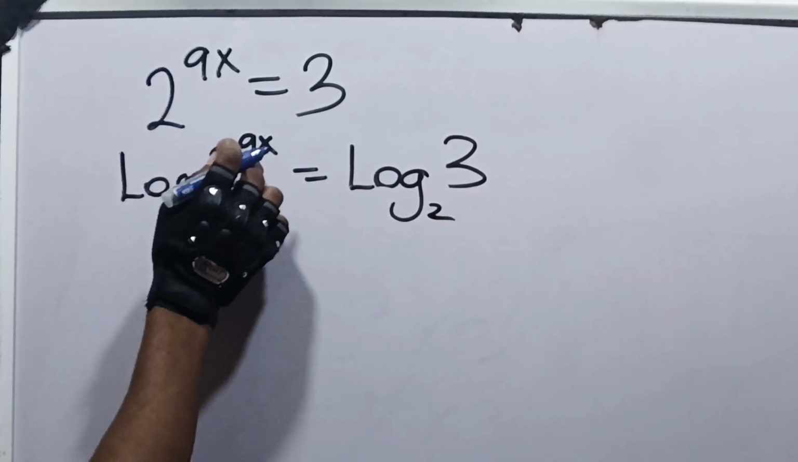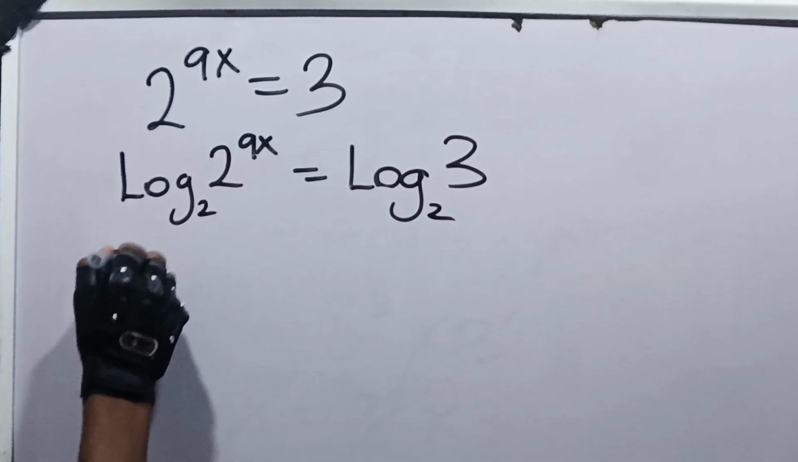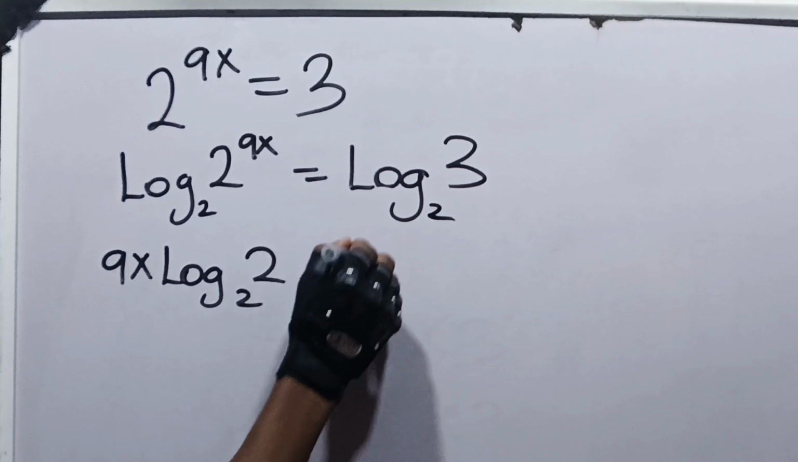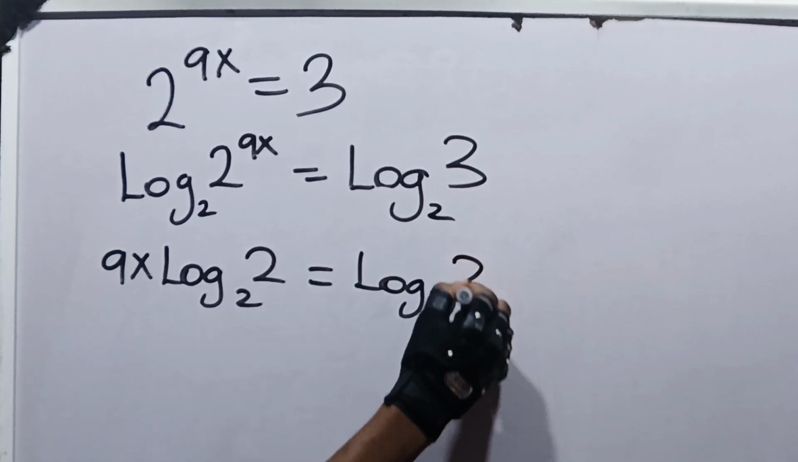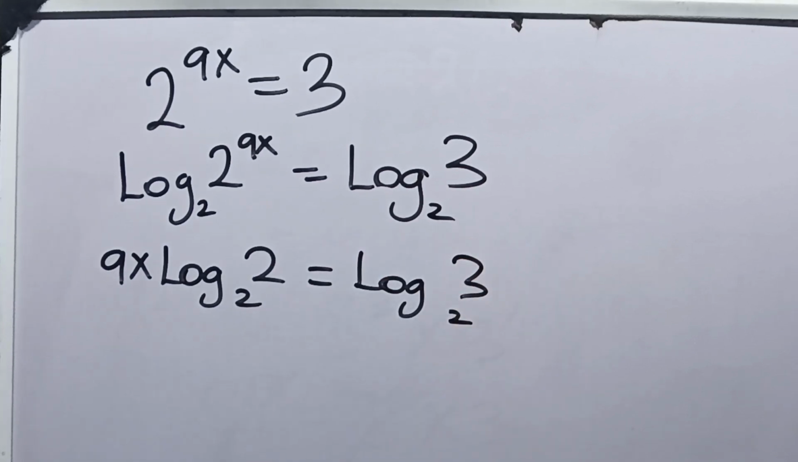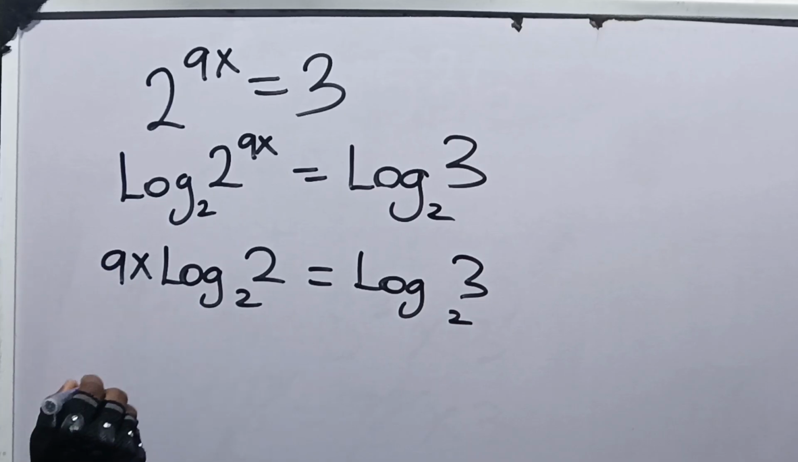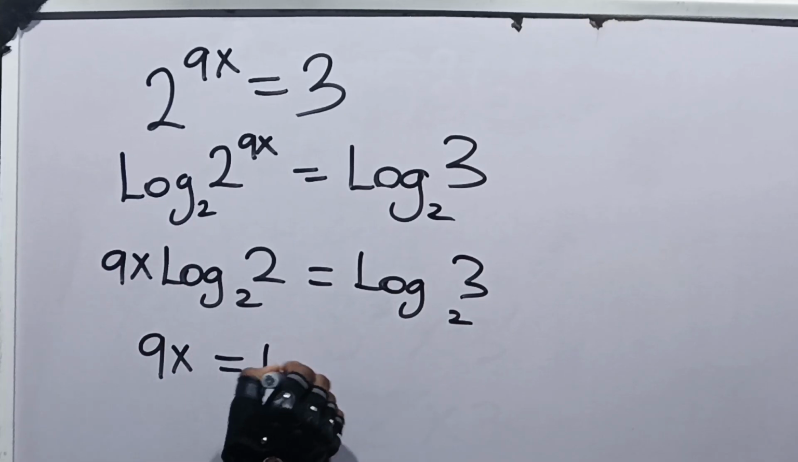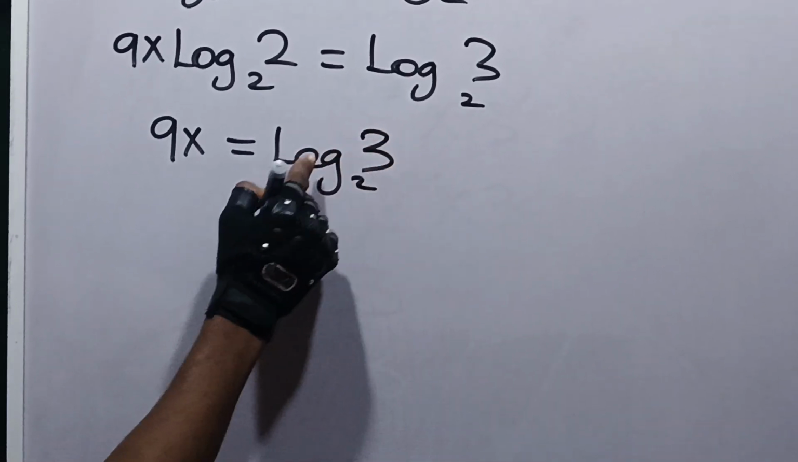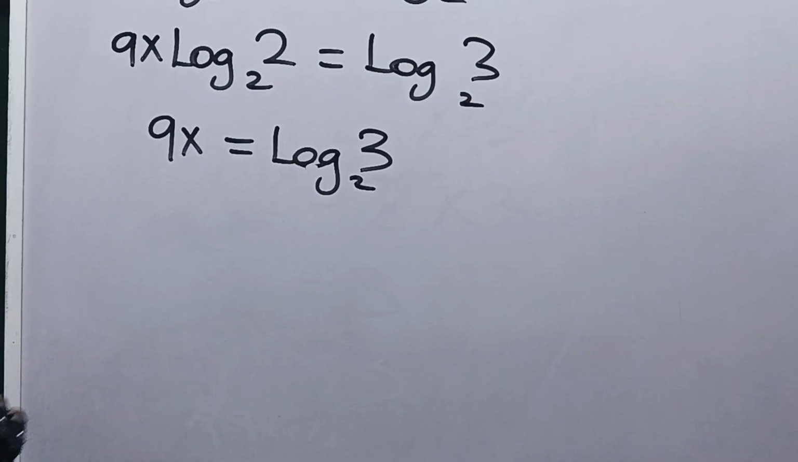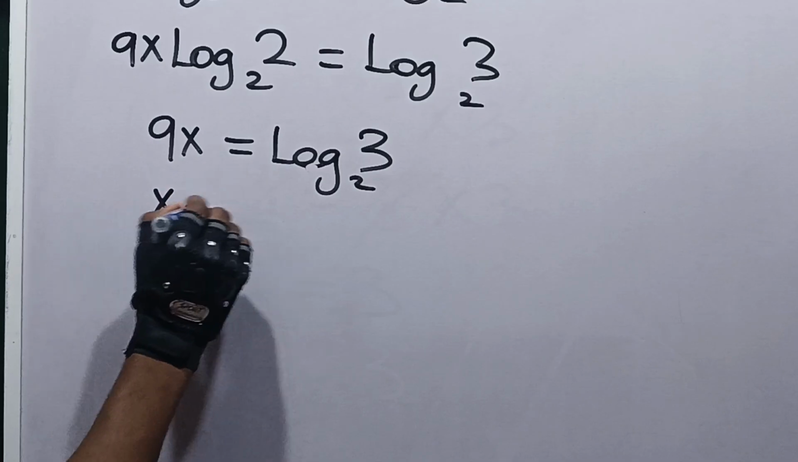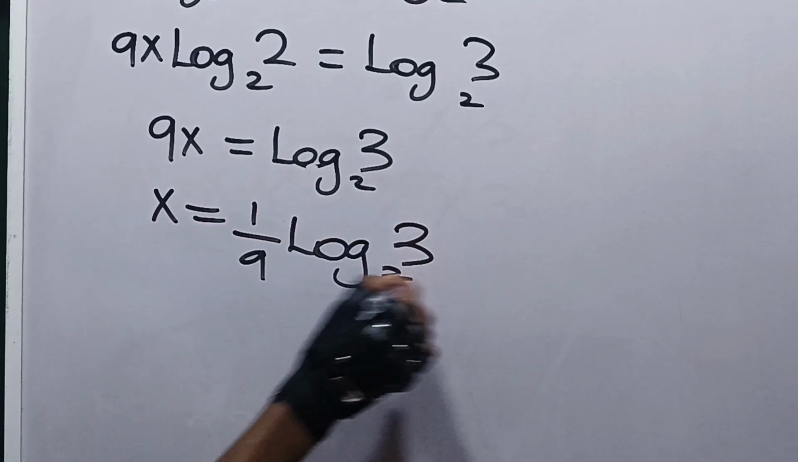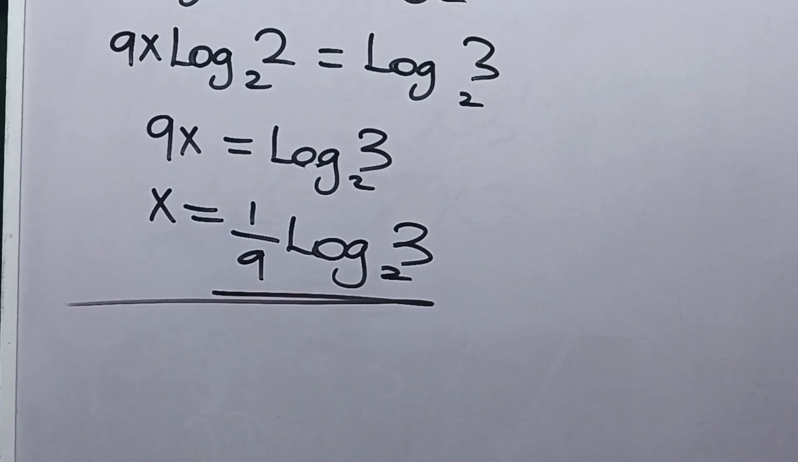So that we have that, we can now multiply the power and the log. So we have 9x multiplied by logarithm of 2 to base 2 to be equal to logarithm of 3 to base 2. Okay? Now we have logarithm of a number to its own base to be equal to 1. So we have 1 times 9x to be 9x. And this is equal to logarithm of 3 to base 2. Dividing both sides by 9, we have that our x is equal to 1 over 9 multiplied by logarithm of 3 to base 2. And this becomes the final answer to this question.